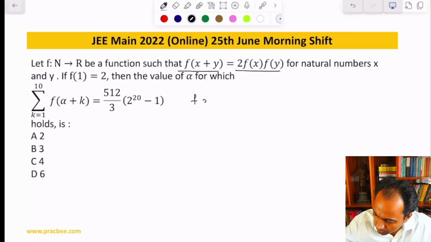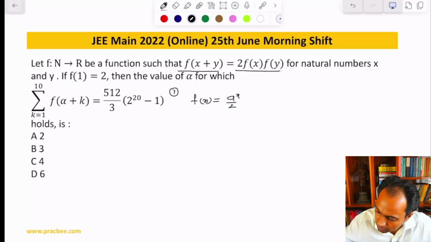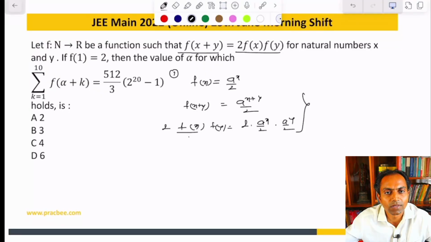So what we can do in this case is, you can consider the function as a raised to the power x by 2. This minor variation takes care of the property that is given to you, because now if you write f of x plus y, it becomes a raised to the power x plus y by 2, wherein the right hand side will become 2 times f of x into f of y. So you can see that 2 times a raised to the power x by 2 into a raised to the power y by 2, both of these will come out to be this minor variation. And this you have to observe.